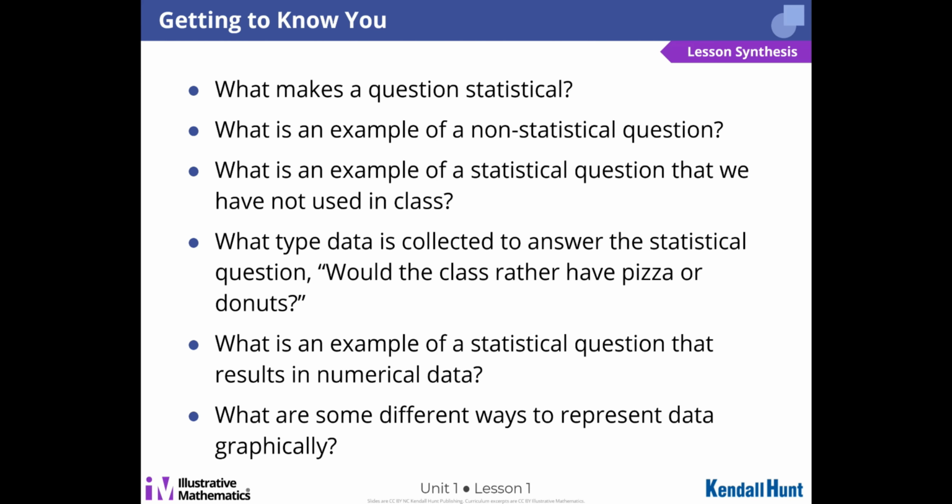An example of a statistical question that we cannot use in class. So think about some things we haven't used already. What type of data is collected to answer the statistical question? Would the class rather have pizza or donuts?